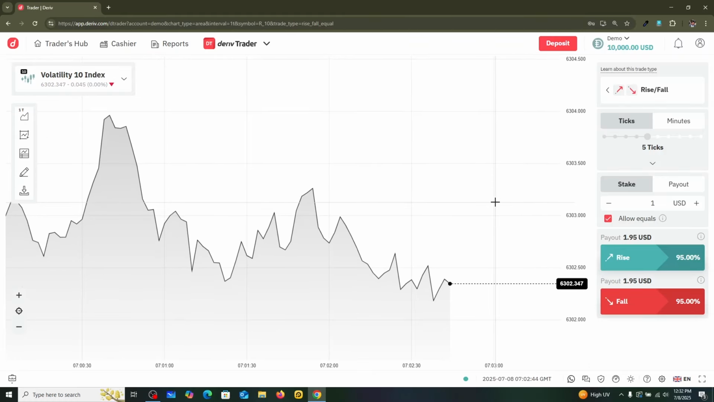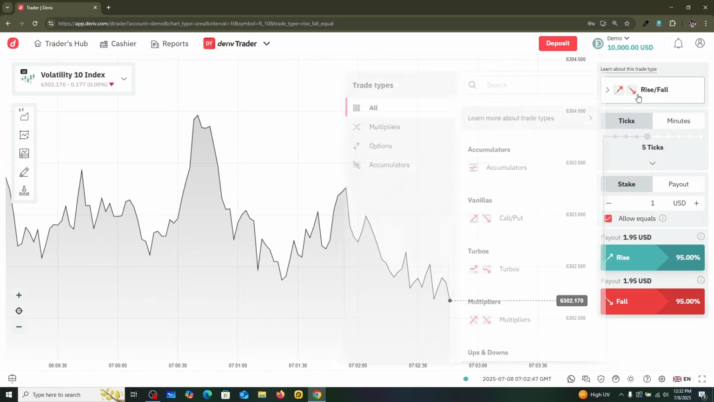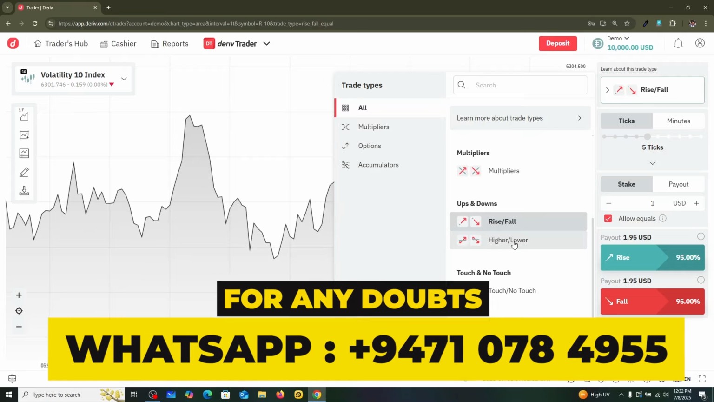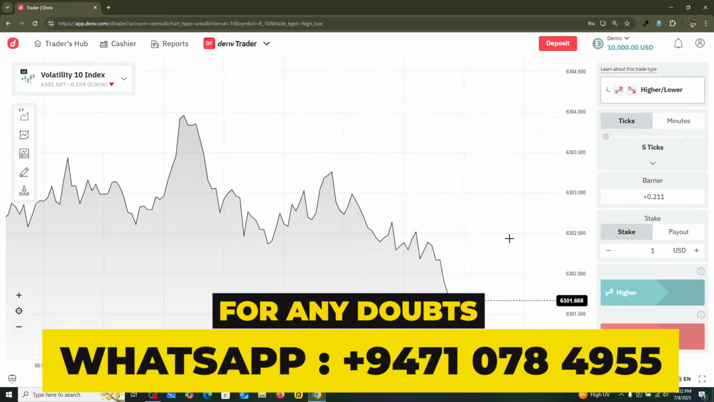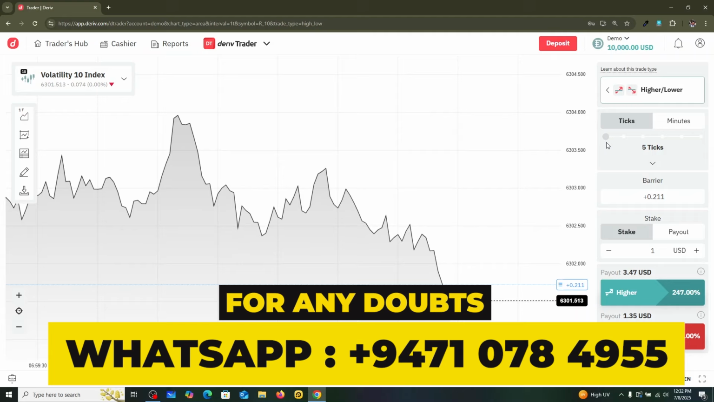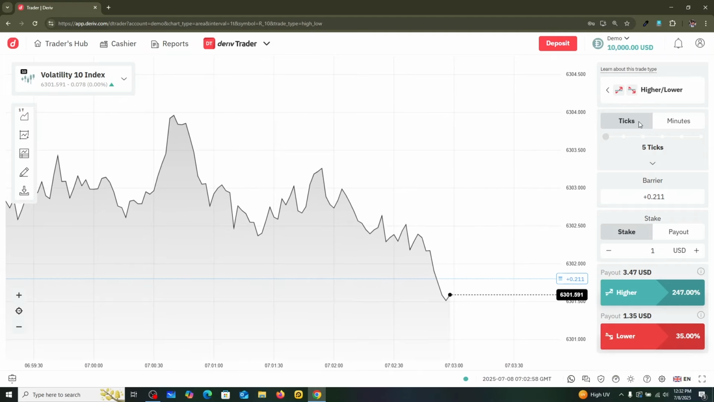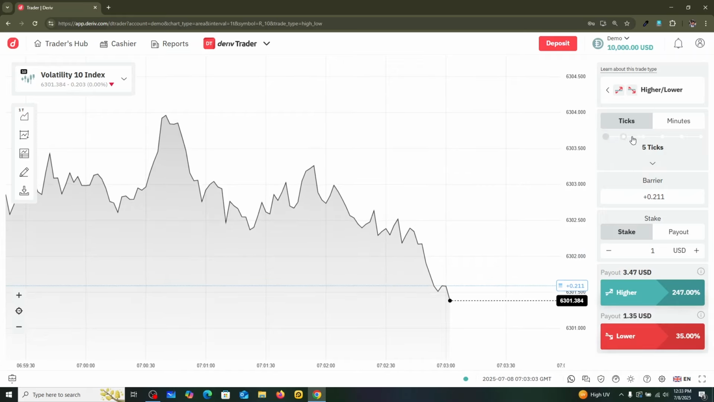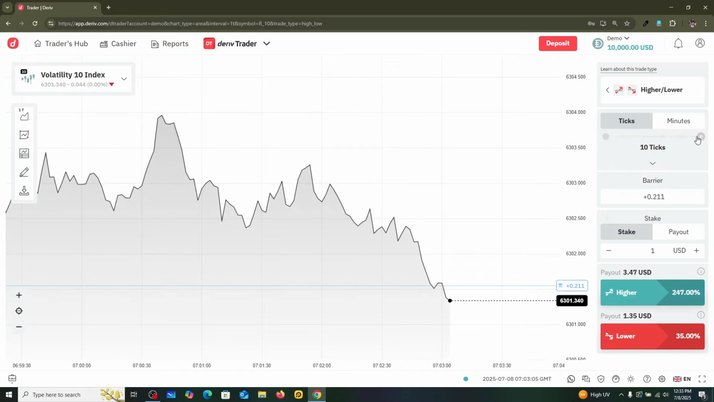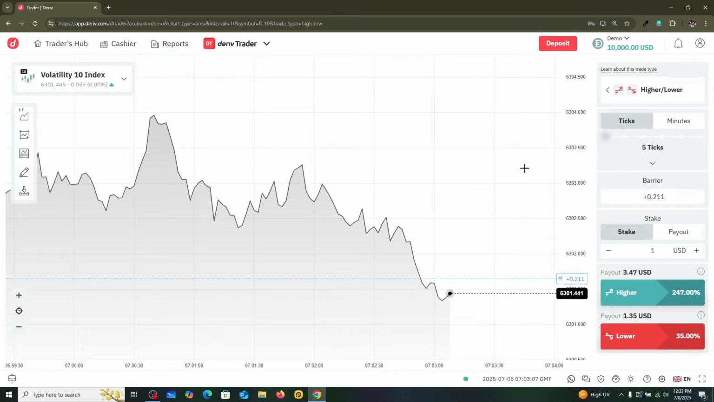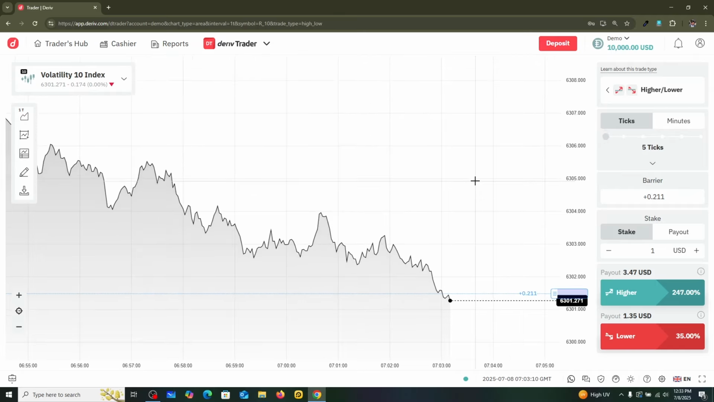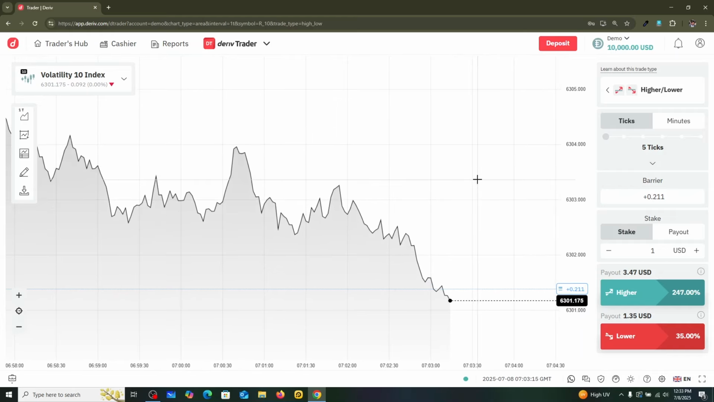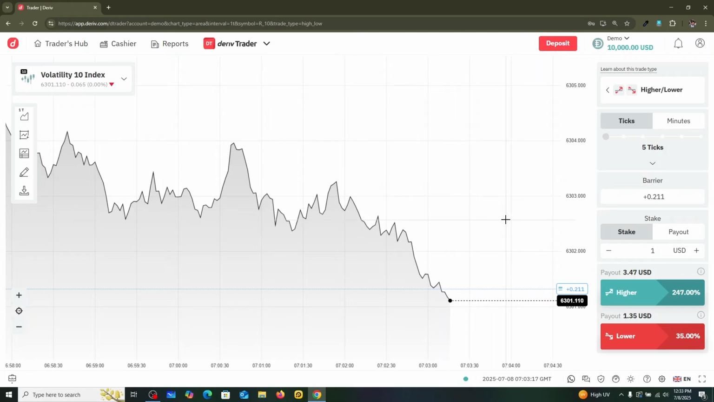Once you are here, you have to select the Higher/Lower method from here. Go to this one and select Higher/Lower, this one. Select it and make this one ticks, not minutes. You can see here it's 5 ticks, 6, 7, 8, 9, 10. You can select 5 ticks right now. So let me explain this method by taking some random trades.